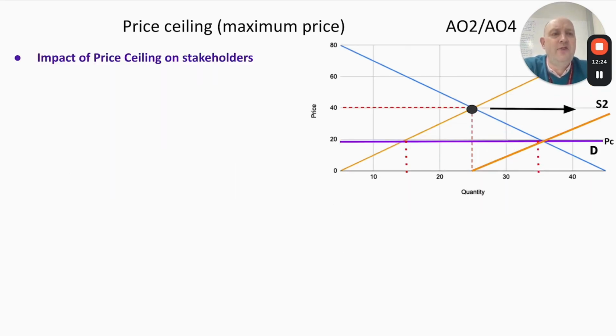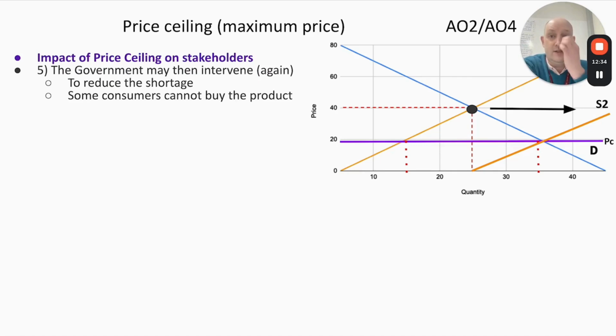So moving on to the final implication, which is the government may then have to intervene again. They've already intervened once by having the price ceiling, but now they've got a decision whether to intervene again. And that's for two reasons. One is that they have to reduce this shortage. There's a shortage in the market, so the government might want to go, well, okay, we need to solve this. And that's because some consumers cannot buy the product. So they've reduced the price in order to help consumers, but now, because of the shortage, some consumers can't buy it. So maybe the government wants to intervene again.